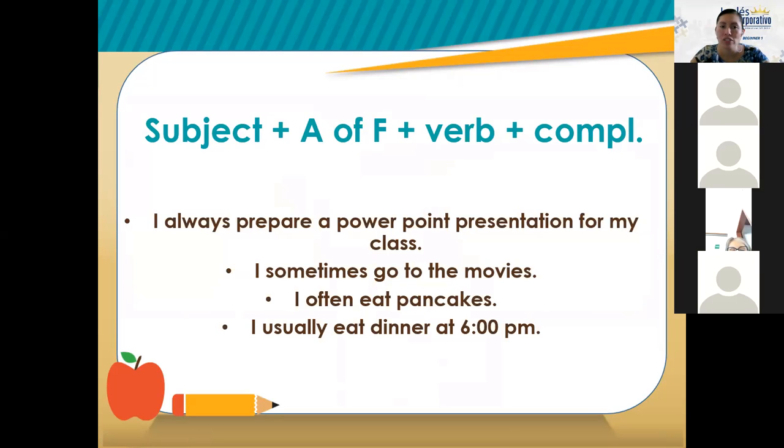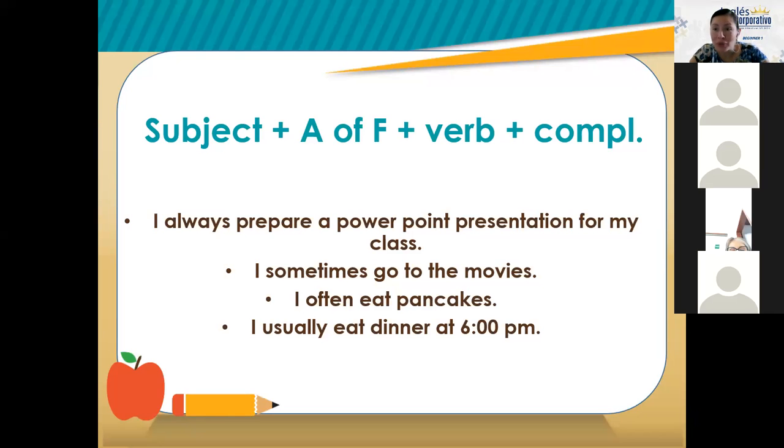And the structure is subject plus the adverb of frequency plus verb plus the complement. And I was giving you some examples, and I said, I always prepare a PowerPoint presentation for my class. I sometimes go to the movies. I often eat pancakes, right? And I usually eat dinner at 6 p.m., okay? So I have four examples, right?